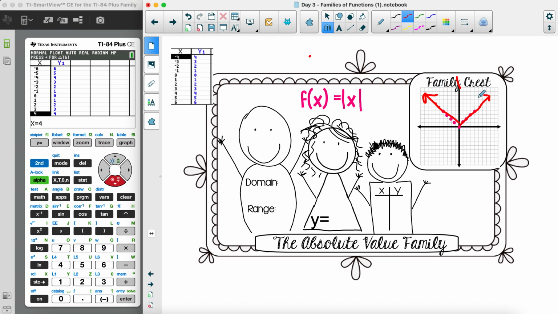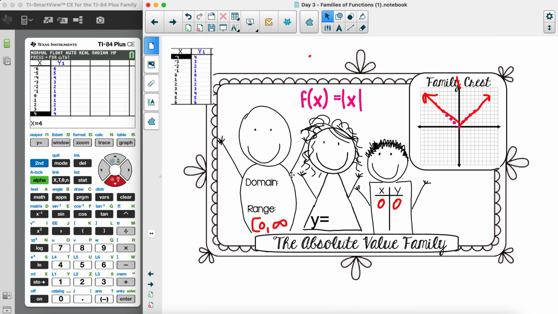For this particular graph, your domain is going to include 0 because the absolute value of 0 is 0. So that is a point on the graph. So it includes 0 and it goes to infinity. I'm sorry, that's my range. Did you guys catch that? The power of technology.